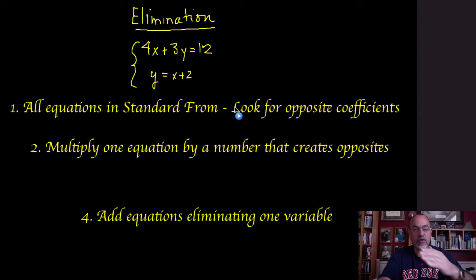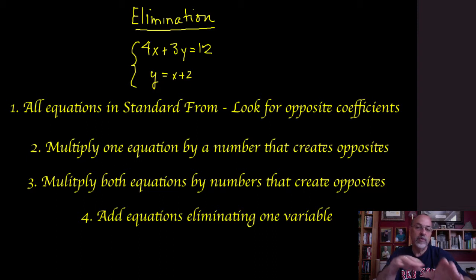If we get them in standard form and we don't have opposite coefficients and we can't multiply one equation by one number to get opposites, we may need to multiply both equations by different numbers that will create opposite coefficients either for the x or for the y. That is about the most challenging thing we'll have to do, multiplying both equations by different numbers. But again, the goal here is simply to create opposites. Once we have opposites, we go ahead to number 4. We'll add those equations together. Because we have opposite coefficients, that one variable will be eliminated, and we'll be able to determine the value of the remaining variable.